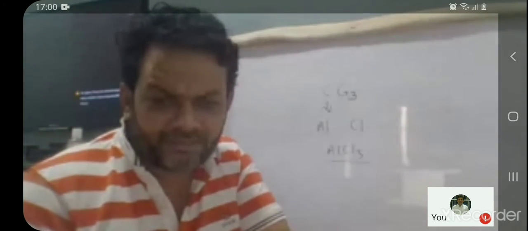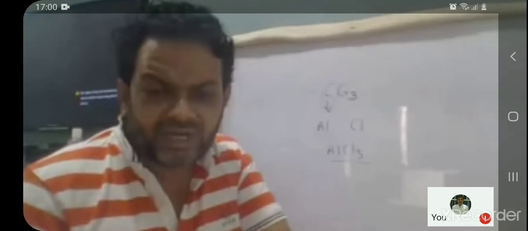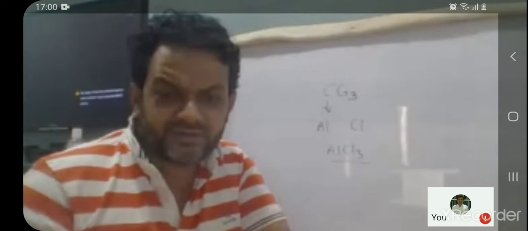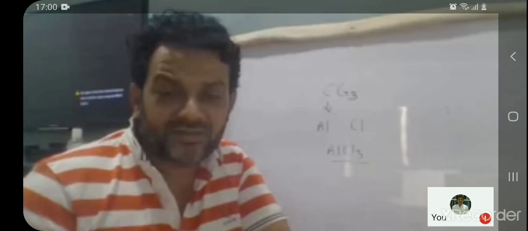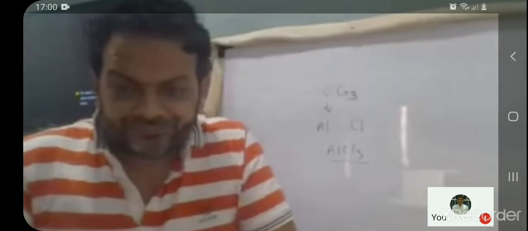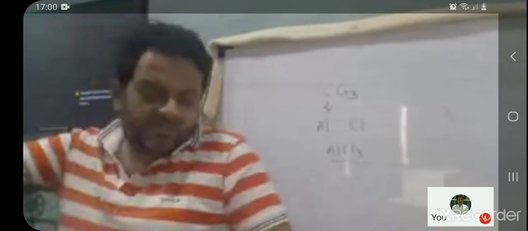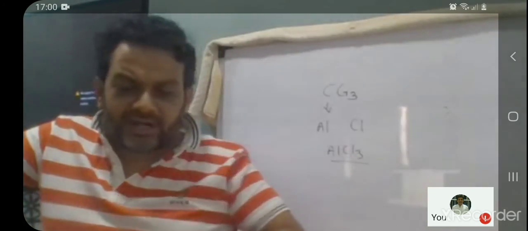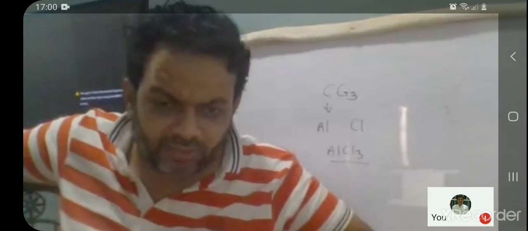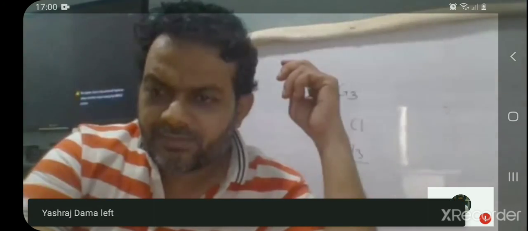Pick out the 2 elements which are known as alkali metals. Which 2 elements? Sodium is one. Hydrogen is not a metal. Potassium is there. Correct. Sodium and potassium.